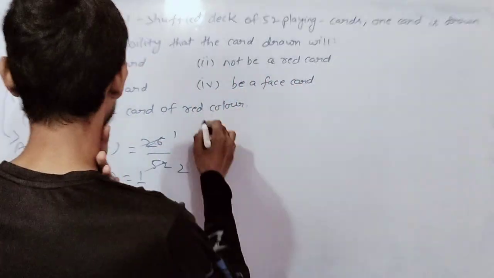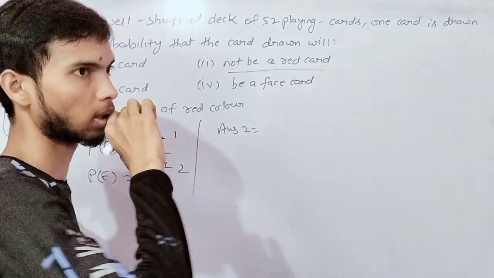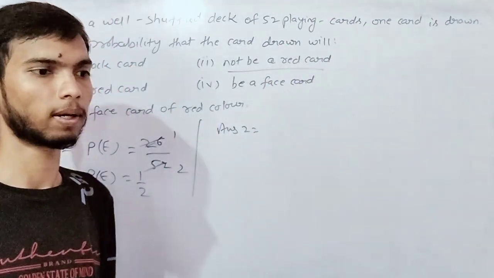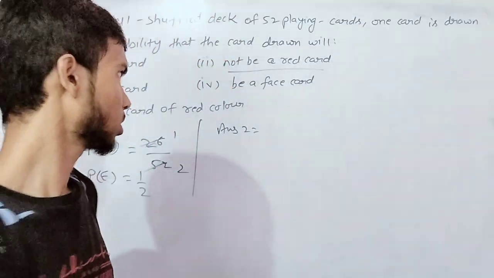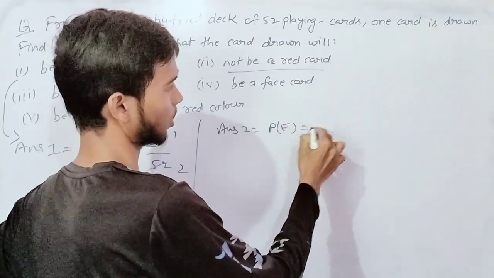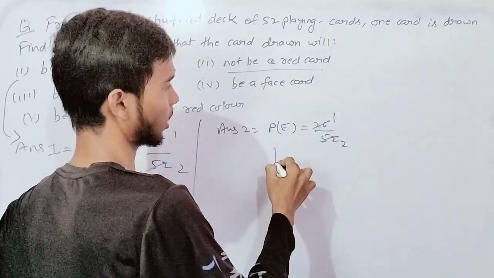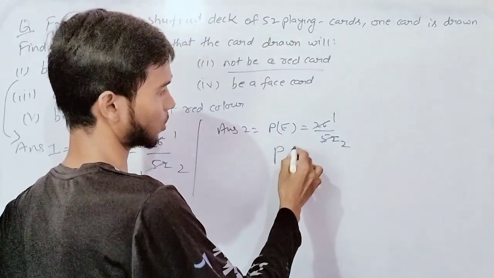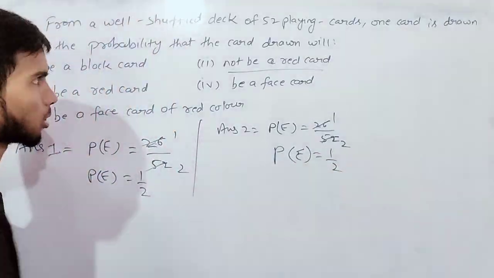Not be a red card. Answer to not be a red card: how much? 26, including face cards. So the probability would be 26 upon 52. Again, the probability will be 1 upon 2. Now, next.